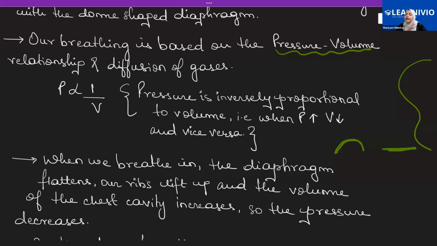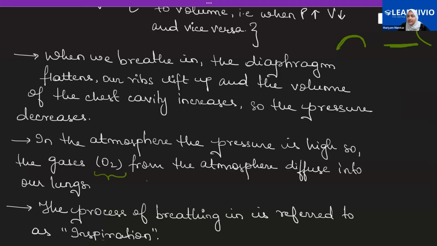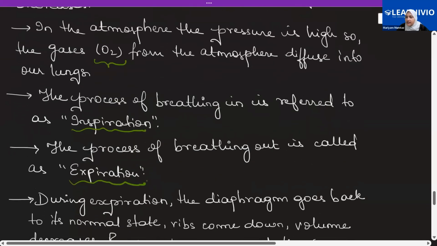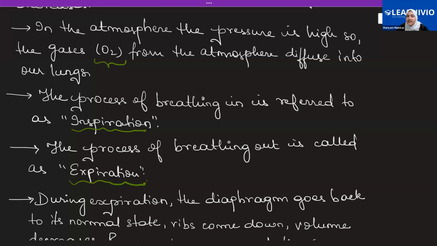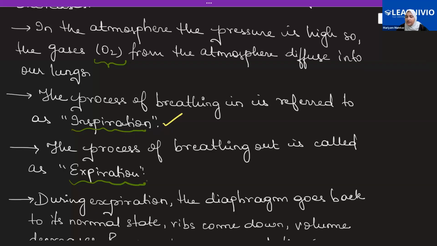This is the whole entire mechanism of breathing. When we breathe in, the diaphragm flattens, our ribs lift up, and the volume of the chest cavity increases. So the pressure decreases. Now in the atmosphere, the pressure is high, right? So the gases, we know, move from a region of high concentration to a region of low concentration. This process of breathing in is called inspiration, and the process of breathing out is called expiration.